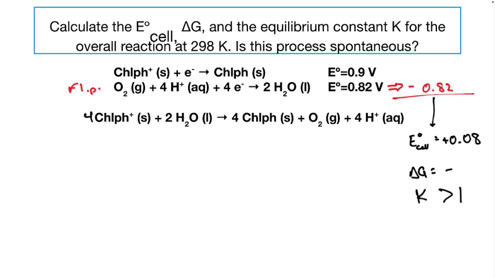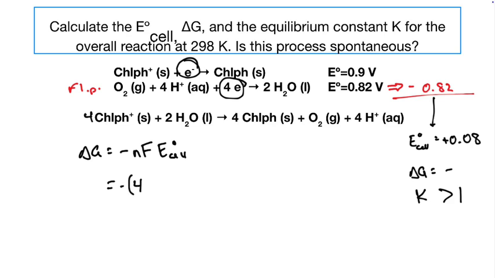Does that make sense? How do we calculate the delta G? Negative NF and then our cell potential. Do we have the cell potential? Yes. Do we have N? Yes. Do we have F? Yes. Okay. Is it 1 or is it 4? 4, because we have to realize the electrons had to cancel out. So our number of electrons transferred is the number of electrons in our overall system when they canceled. So our N is going to come in to be 4.